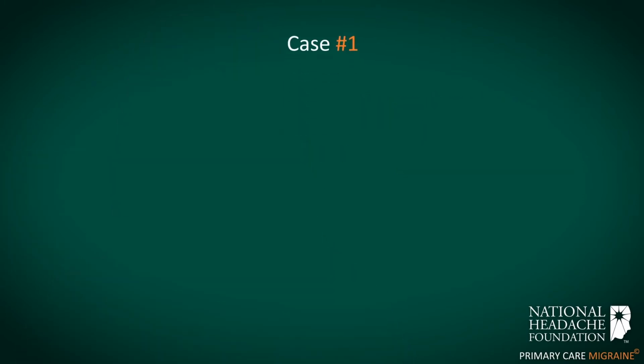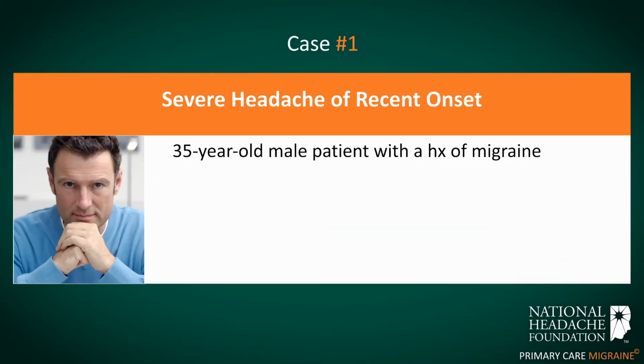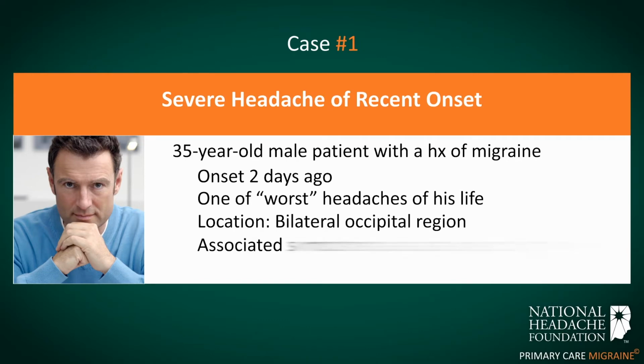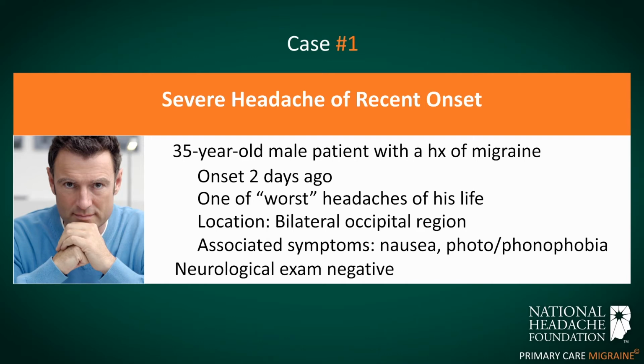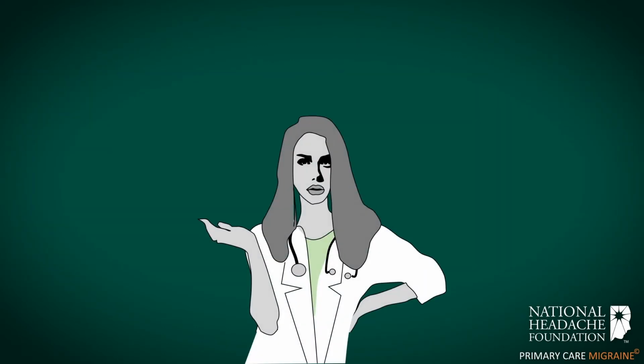The first case is entitled Severe Headache of Recent Onset. This is a 35-year-old male patient with a history of migraine who presents with an extremely severe headache that began 2 days ago. In fact, this is one of the worst of his life. It is located in the bilateral occipital region and has some migraine-associated symptoms such as nausea, photophobia, and phonophobia. His neurologic exam in your office was completely normal. So you have to go through a logical sequence of questions to come up with the correct diagnosis.